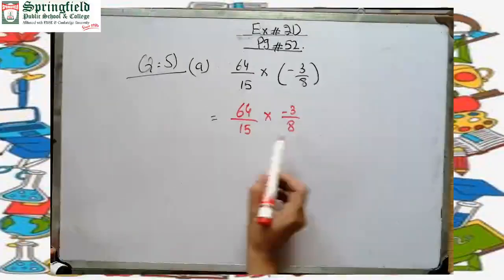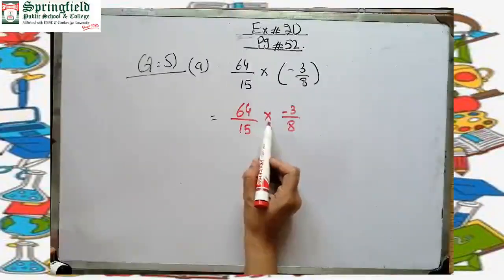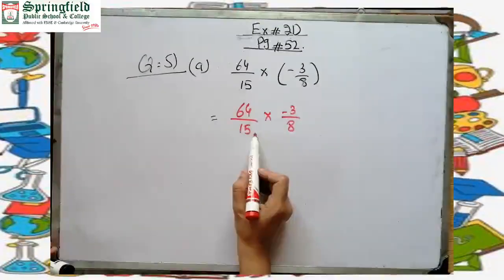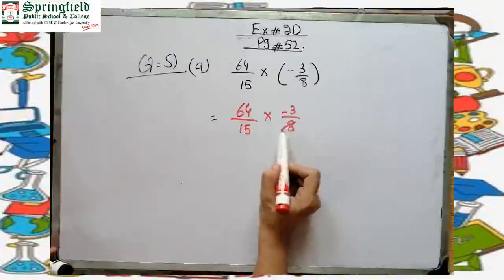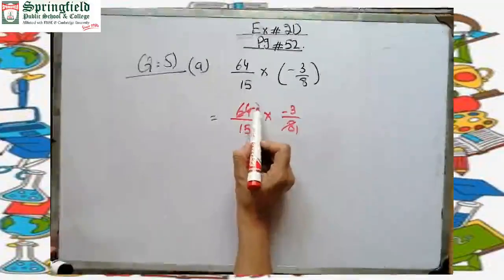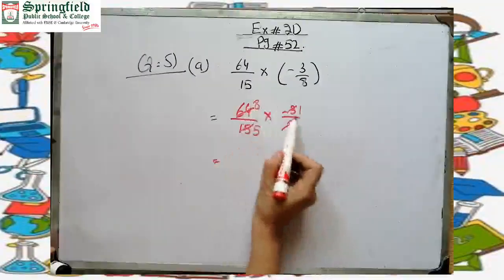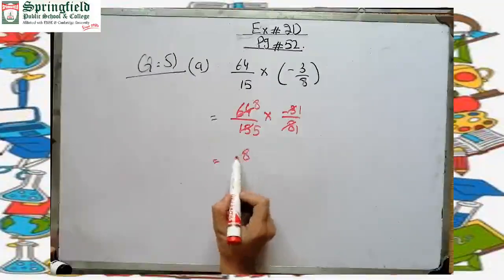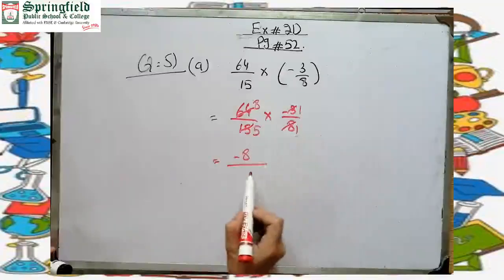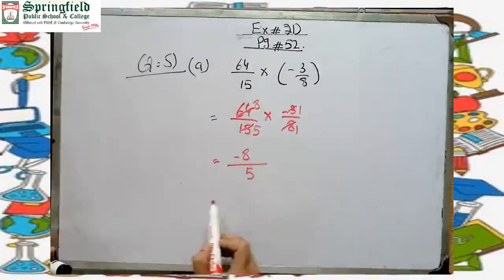So there are two numbers and they are multiplied. It means the multiplication sign is used between the two numbers. We can cancel with the same table. 8 ones are 8, 8 8s are 64, 3 ones are 3, 3 5s are 15. So 8 multiply with minus 1, minus 8. 5 multiply with 1, 5. So 8 divided by 5.